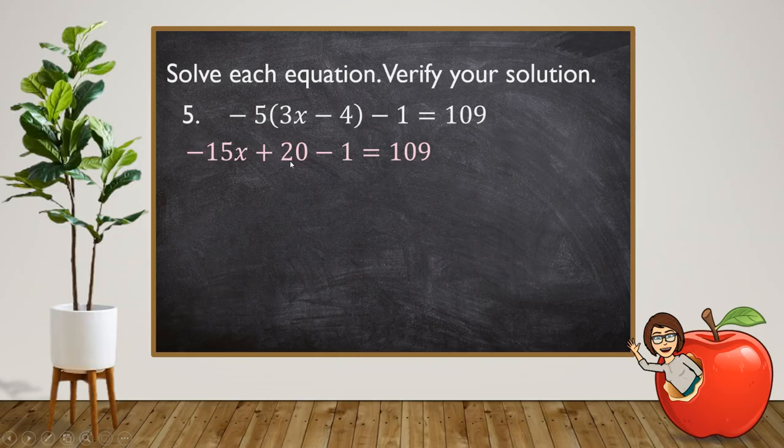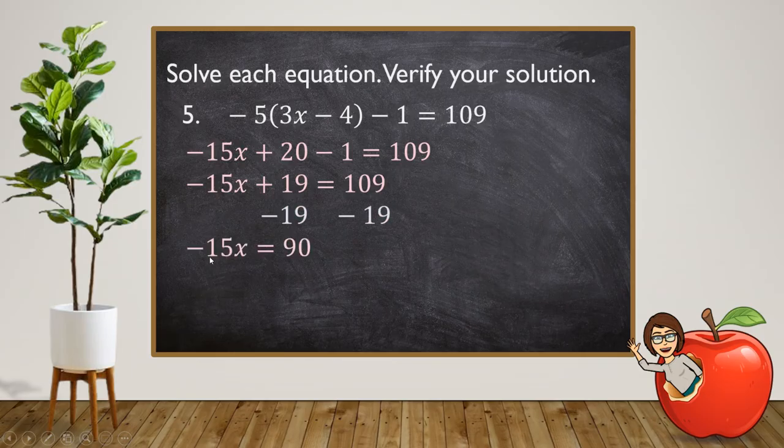Now I can combine like terms because 20 minus 1 are constants that are on the same side. So we combine them. And then we will get x by itself by subtracting 19 from both sides. So that gives us negative 15x equals 90. Divide both sides by negative 15, and we get x equals negative 6.